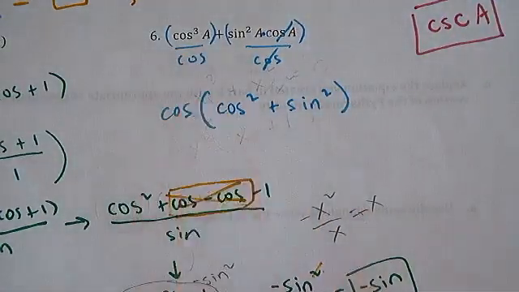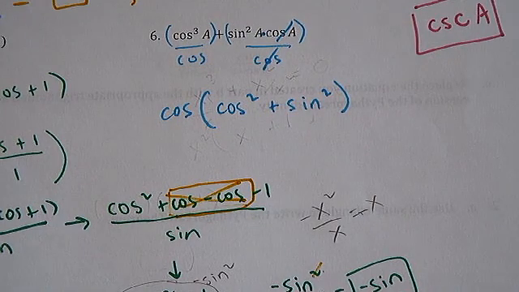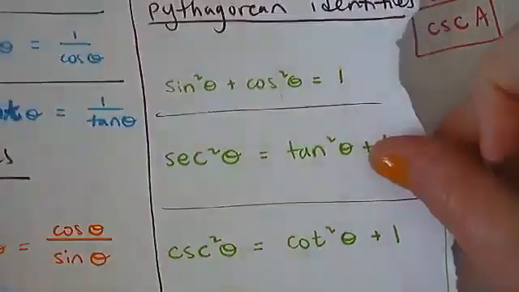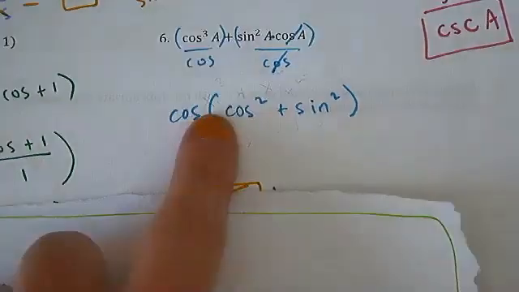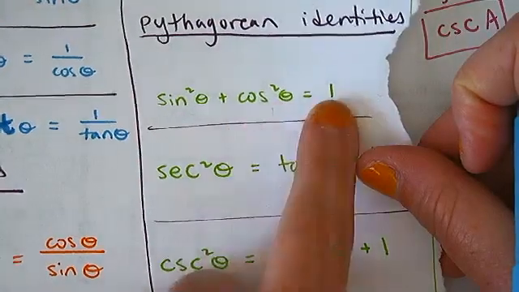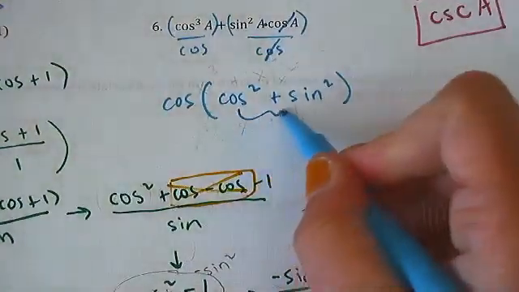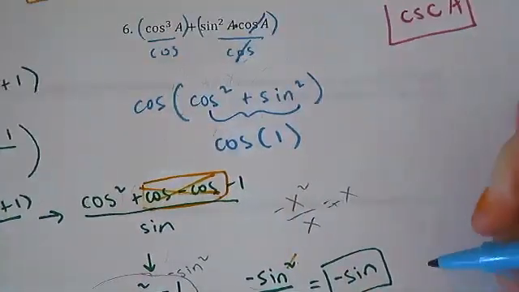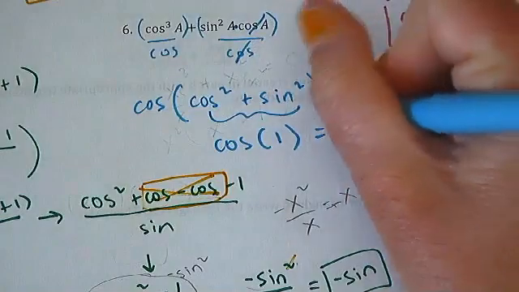If you see something, pause the video and go with your thought. You can do this. Do you see something that looks familiar? Do you see something that's on your cheat sheet? What's cosine squared plus sine squared? Sine squared plus cosine squared, same thing. 1. So we can replace this whole thing with a 1. Boom. What's cosine times 1? Cosine. 1 single term.